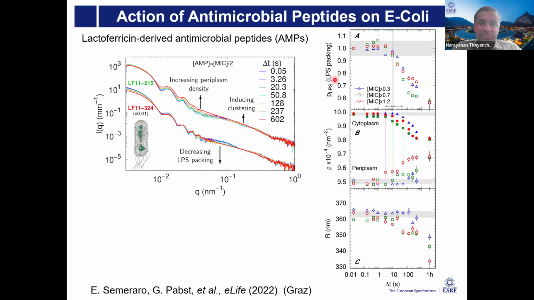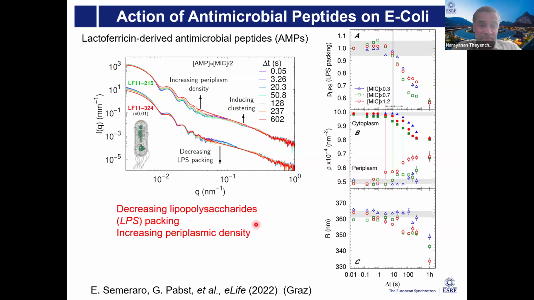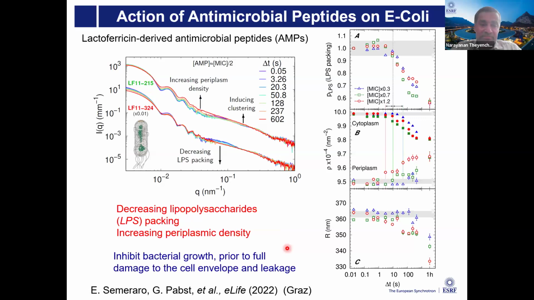So the first is the breaching of the lipopolysaccharide protective layer outside the cell, and then of course the density of the cytoplasm, the membrane, and the periplasmic space will be increased, and eventually reaching the cytoplasm of the cell.